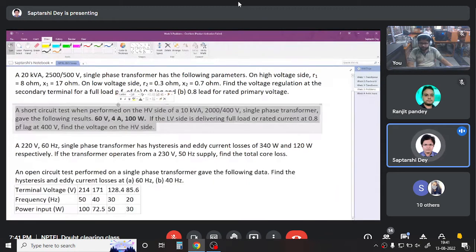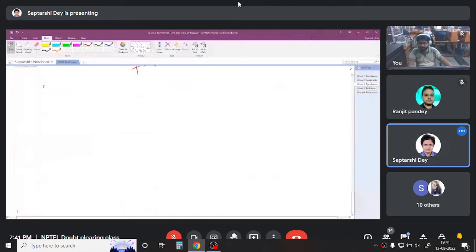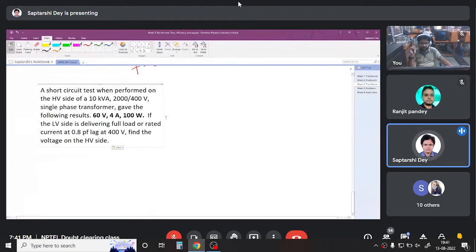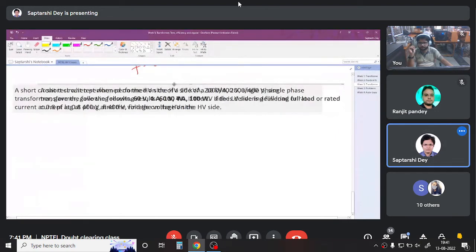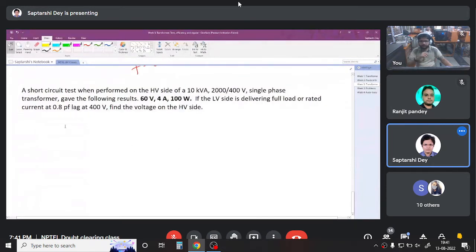Okay, we will take this question of voltage regulation. Read the question first, okay? A short circuit test performed on the high voltage side of a 10 kVA, 2000 by 400 volt single phase transformer gave the following results: 60 volt, 4 ampere, 100 watt. If the low voltage side is delivering full load or rated current at 0.8 power factor lagging at 400 volt, find the voltage on the high voltage side.